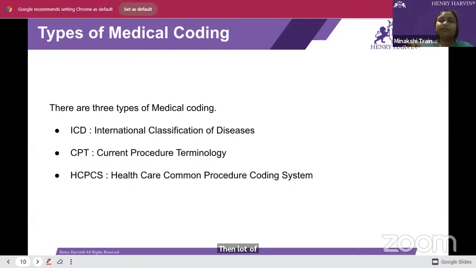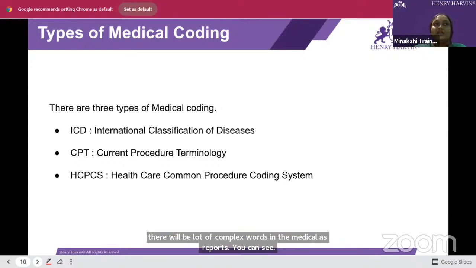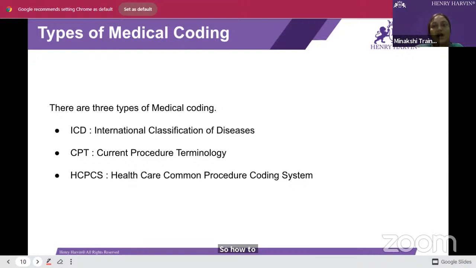So these are the simple words you know, and you have studied. But there will be a lot of complex words in the medical reports. So how to identify those words, how to break those words, how to identify the meaning, how to remember this. All this you will be getting in the training. So that is the very first thing as a coder you have to understand.